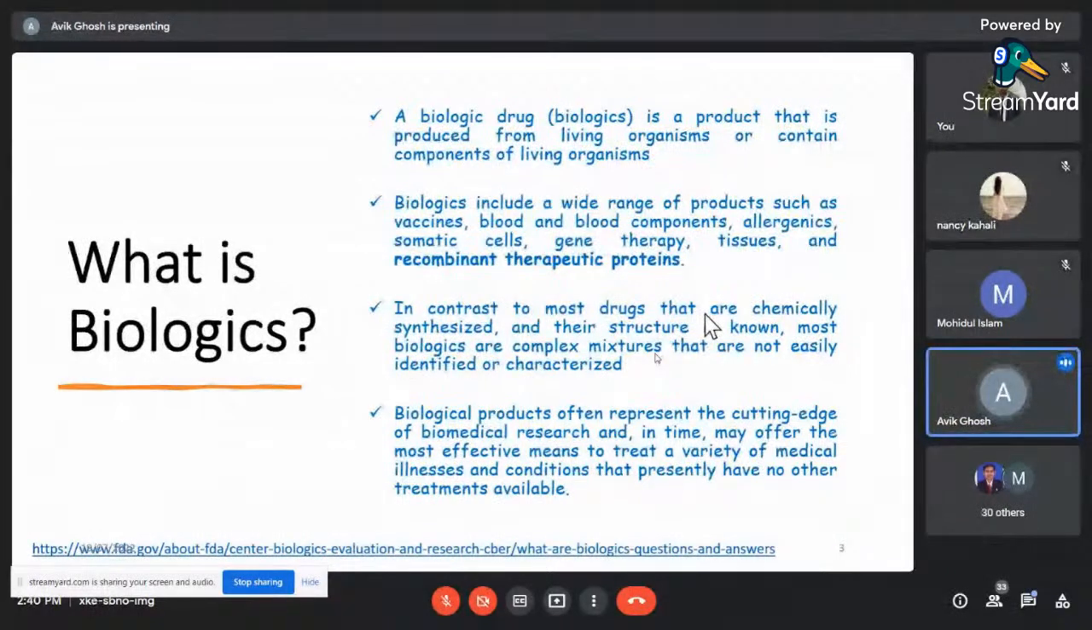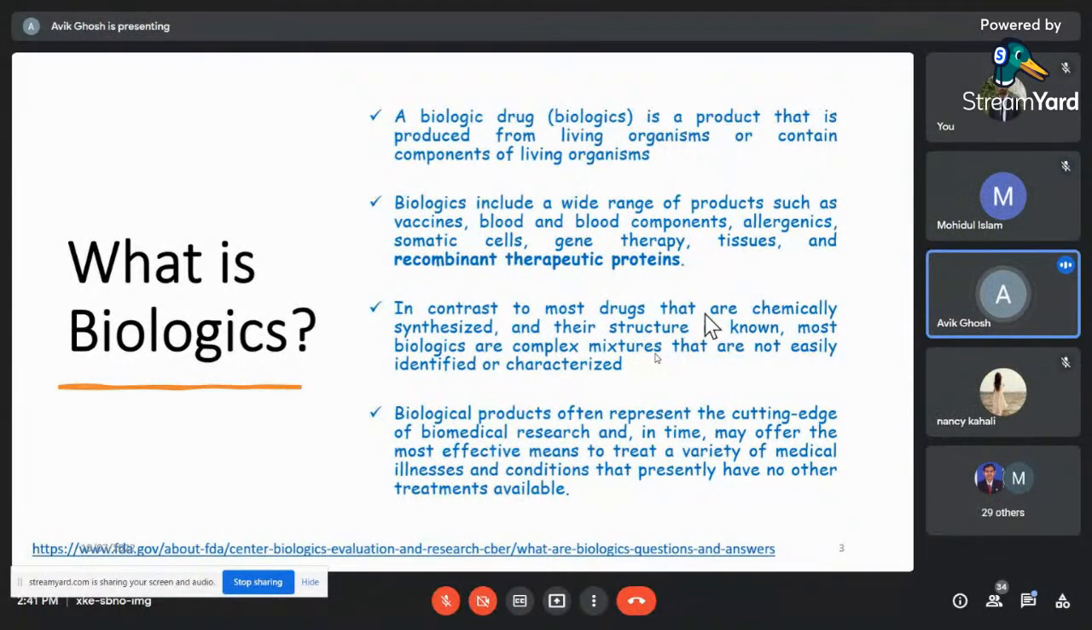These are the basic things that make a biologics, and it includes a wide range of products such as vaccines, blood and blood components, allergenics, cells, gene therapy, tissue, and recombinant therapeutic proteins. So the main focus of today's talk will be the recombinant therapeutic proteins, because this is what biologics or biosimilar industries are actually targeting nowadays because of the unmet patient need, and also their usability or utility in several diseases which are difficult to cure.